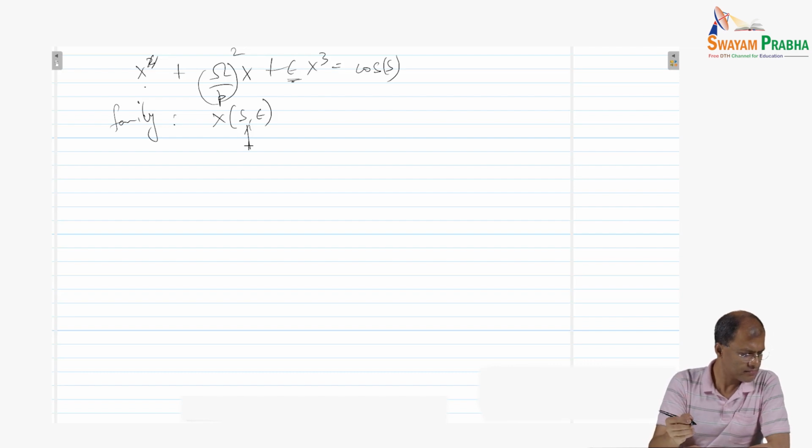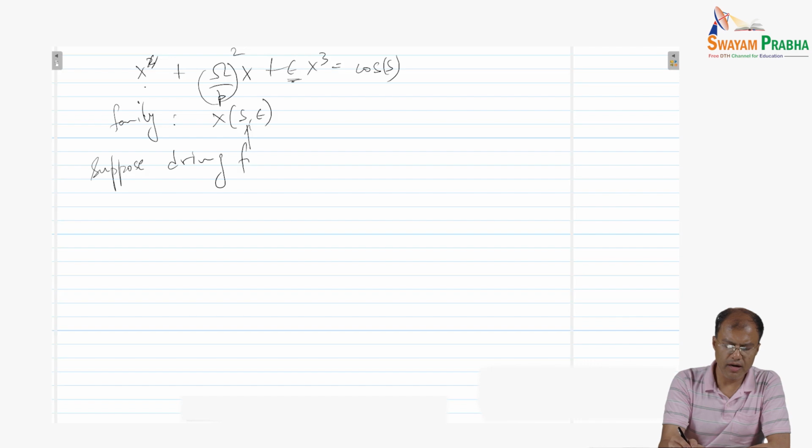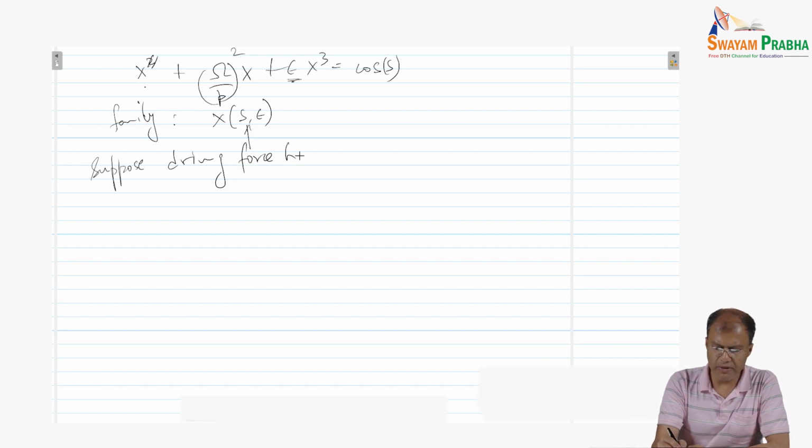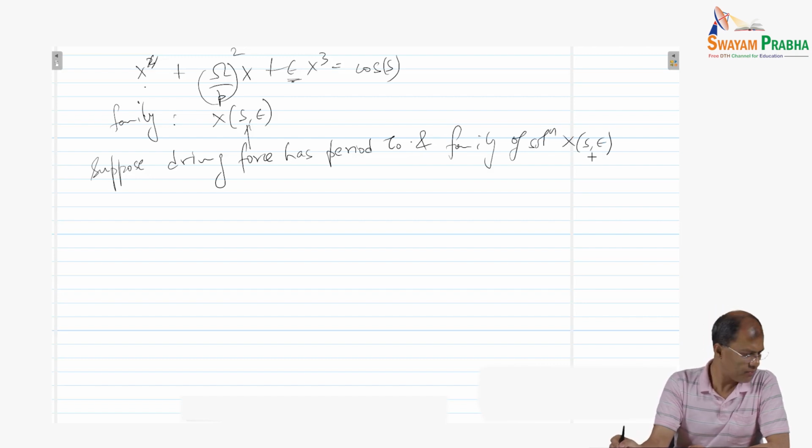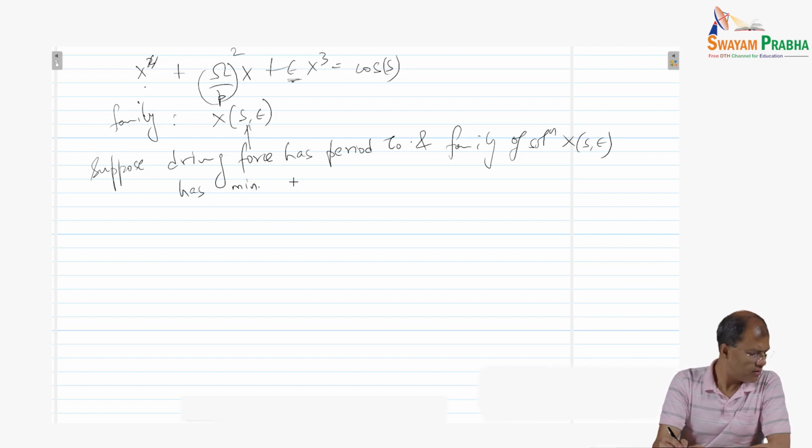Suppose the driving force has period tau naught, and the family of solutions x of s comma epsilon has minimum period given by tau equal to tau of epsilon.